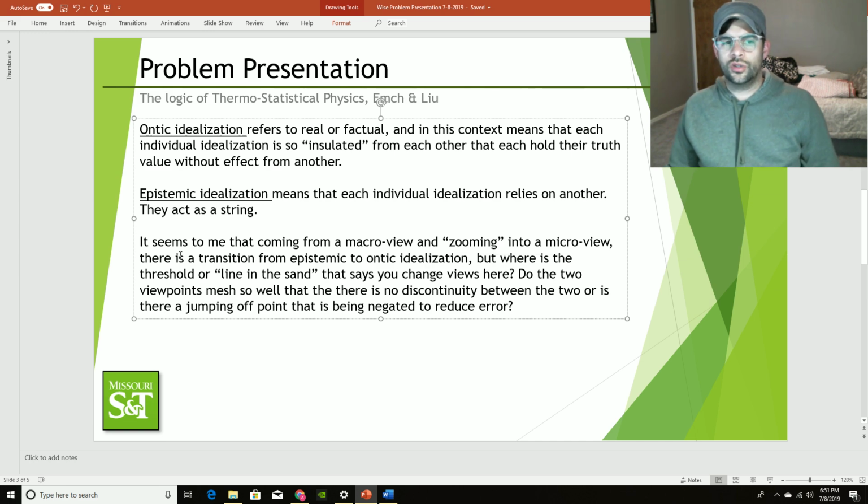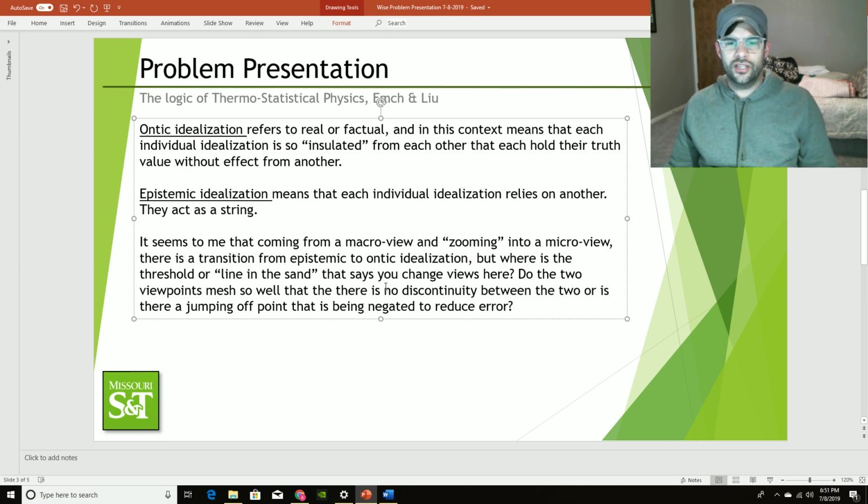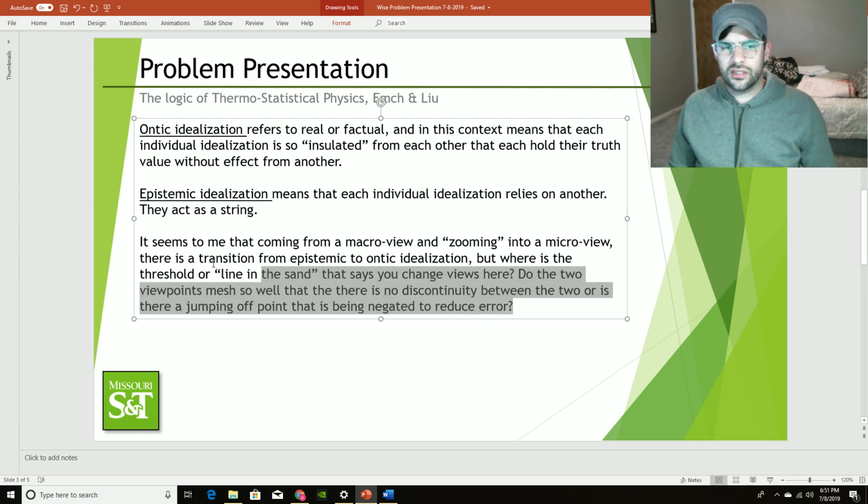But where's the threshold, right? Where's the line in the sand that says you change views right here? And do these two viewpoints mesh so well that there is no discontinuity between the two, or is it a jumping off point that is negated to reduce error?